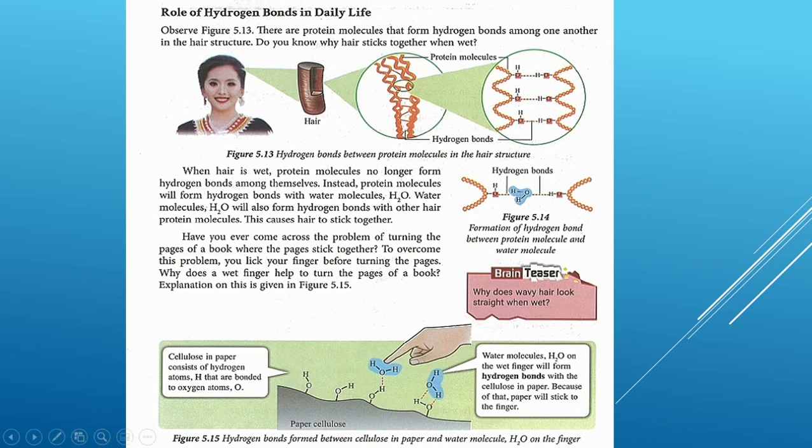Role of hydrogen bond in daily life. This one, figure 5.13, they are protein molecules that form hydrogen bonds among one another in the hair structure. So do you know why hair sticks together when wet? Bila rambut basah kan dia melekat antara satu sama lain. Kenapa itu berlaku? Sebab dalam protein molecules itu ada hydrogen bond. We know that our hair consists of protein molecules. So dia ada hydrogen bond among one another.